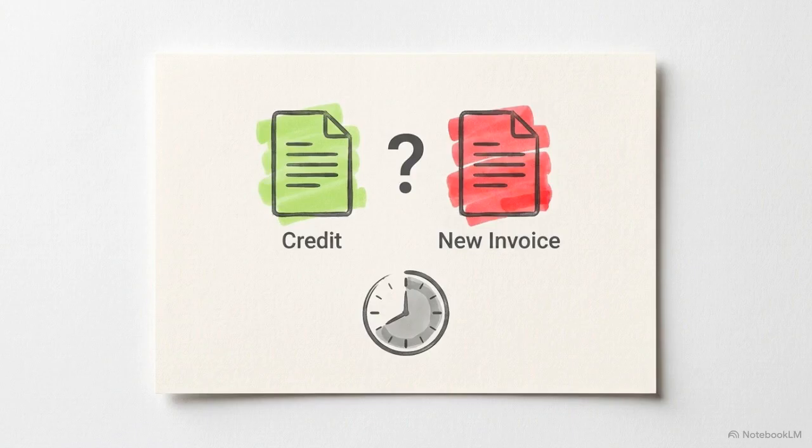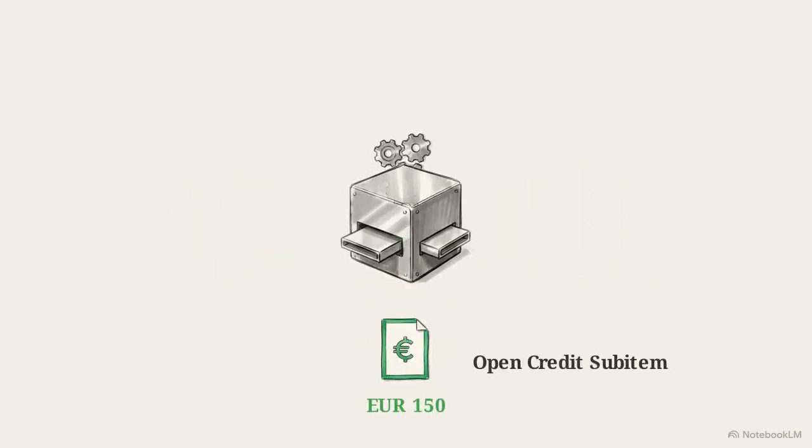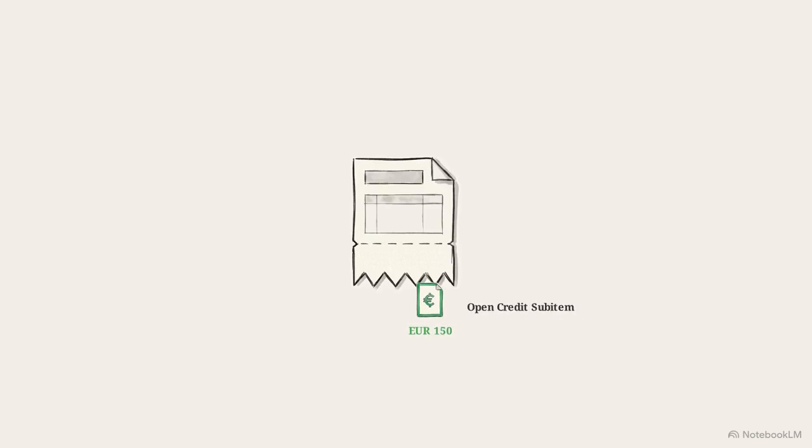Let's test this logic with a flip scenario. If an account holds a €400 credit and the system generates a new invoice for €250, what is the resulting open item? The result is a €150 open credit subitem. The invoice is fully paid by the existing credit, and the remainder stays on the account. The invoicing system perfectly handles these leftover balances without any human intervention.